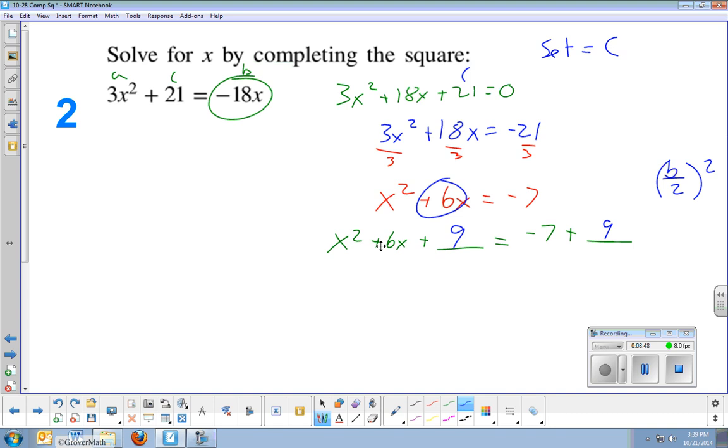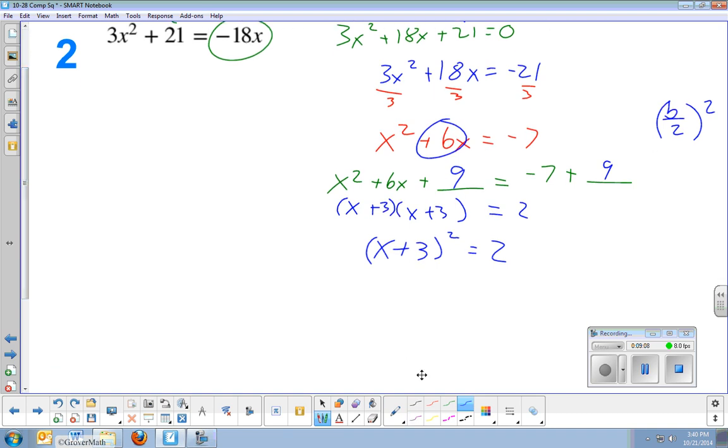Now I have a factorable term here that would factor to x plus 3 and x plus 3. And I could clean up the right side by combining this to be 2, but I'm going to write it as x plus 3 squared equals 2. And I'm done with completing the square part now. Now I want to solve for x.